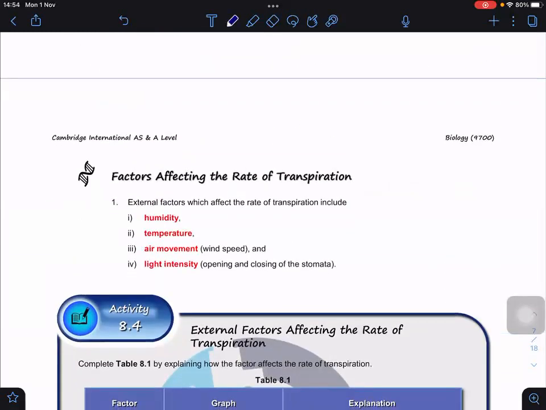We have done the general introduction of transpiration. The next part we're going to look at is the factors affecting the rate of transpiration. We're going to start with the external factors, followed by the internal factors.